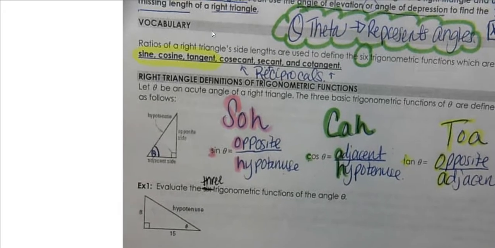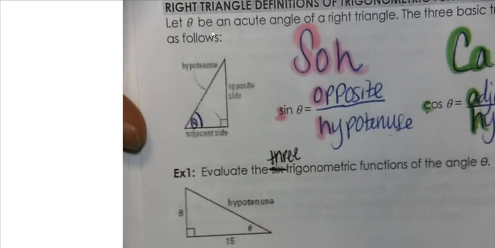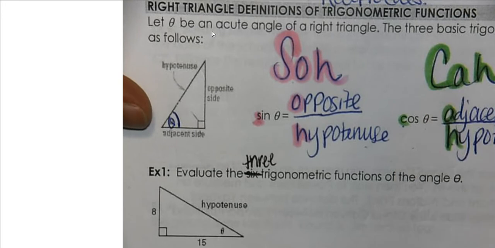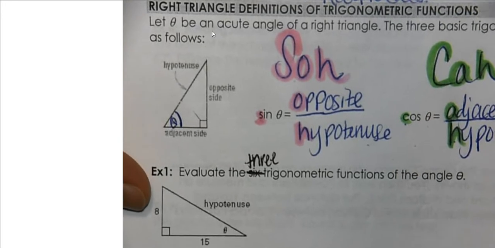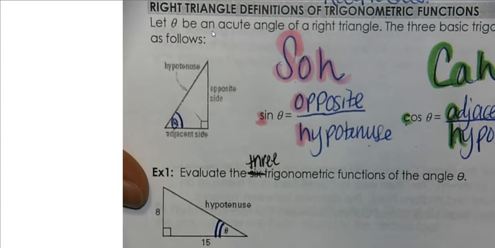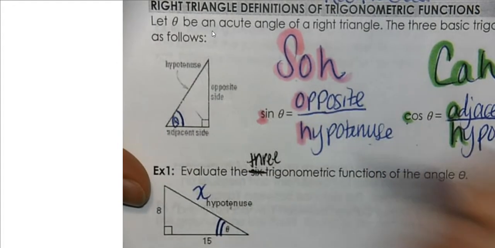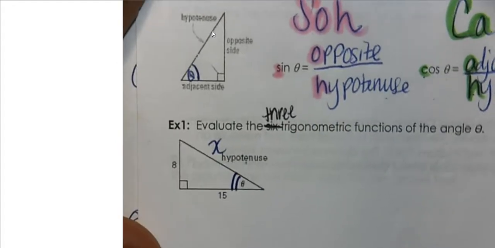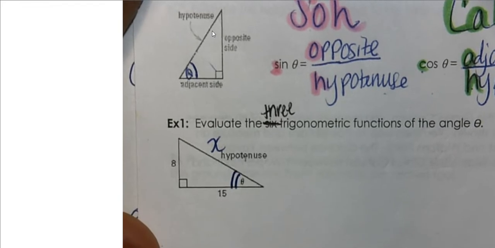So for example number 1, we're just going to focus on the 3 trigonometric functions of this angle. And I see that we have angle theta, and we want to find the sine, cosine, and tangent, but we have a problem. We do not know the hypotenuse. So what we need to do is use the Pythagorean theorem to identify what that hypotenuse is so that we can evaluate the 3 trigonometric functions.